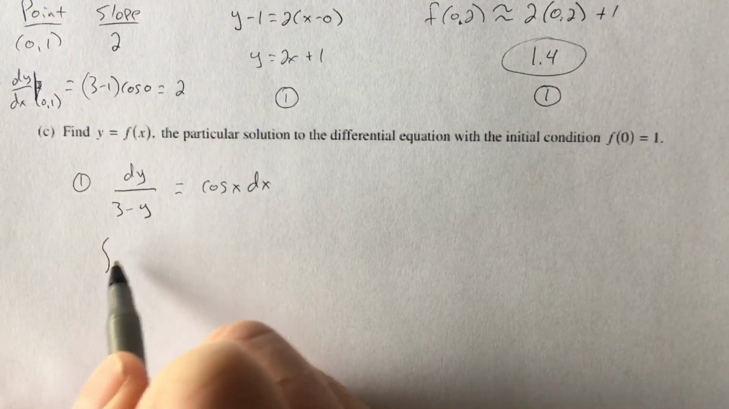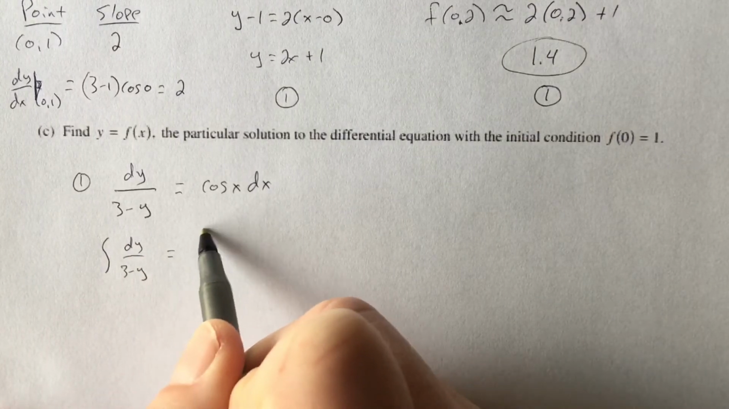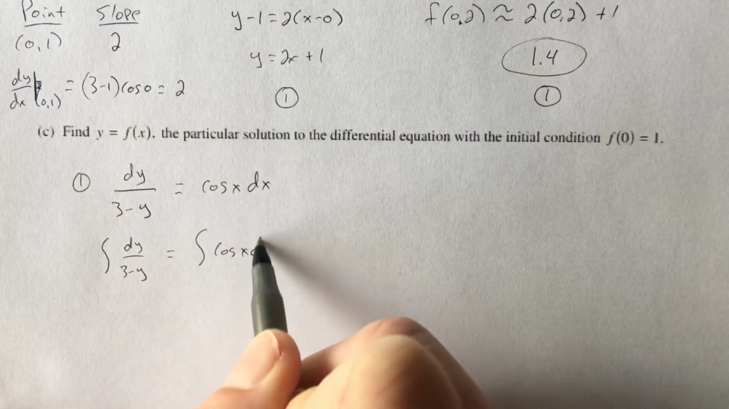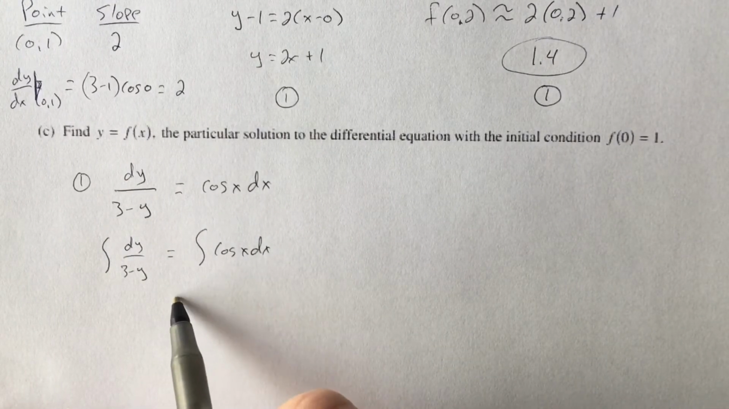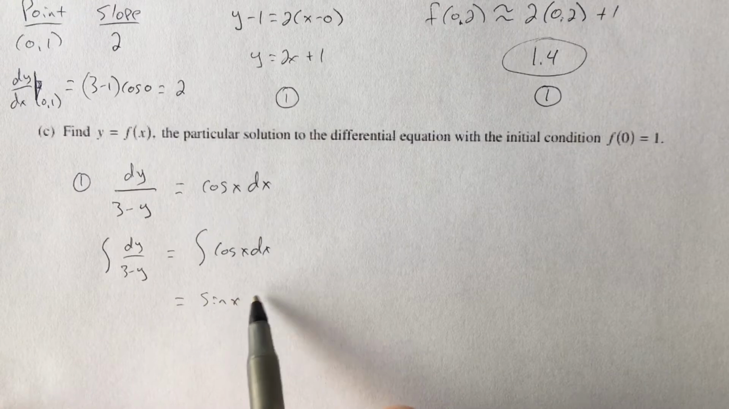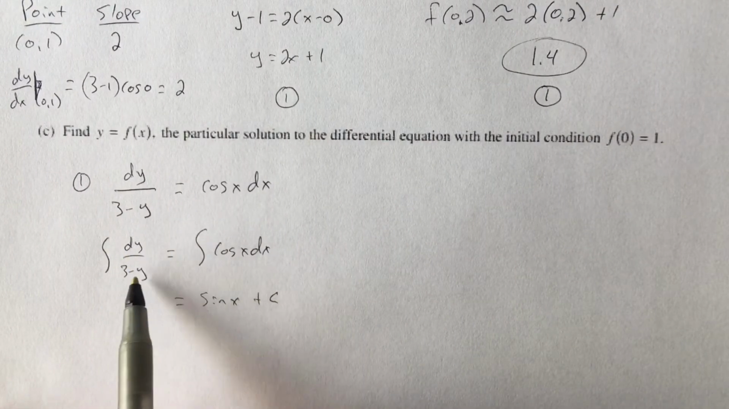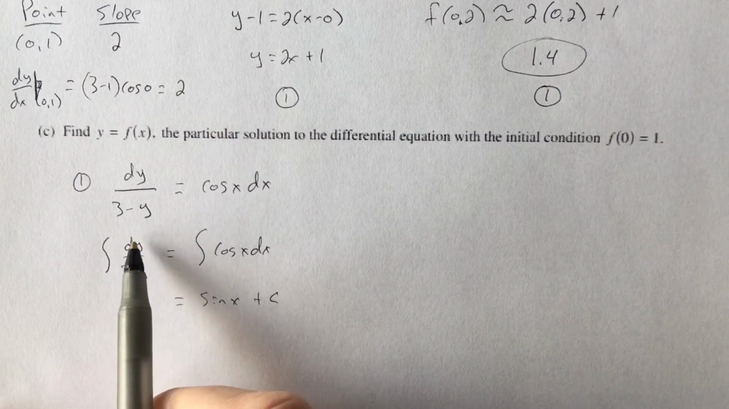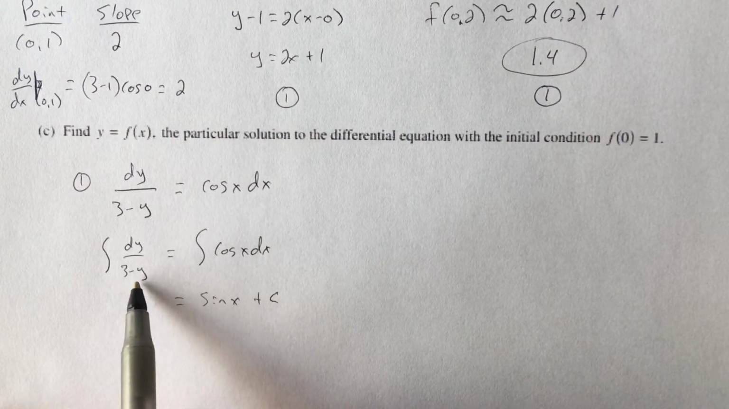Now we're going to integrate. The integral of dy over (3 minus y) equals the integral of cosine x dx. Now this side's easy enough. That's just going to go to sine x plus c. This is where you've got to be real careful. The derivative of 3 minus y is not dy, it's negative dy. The derivative of this would be a negative 1.